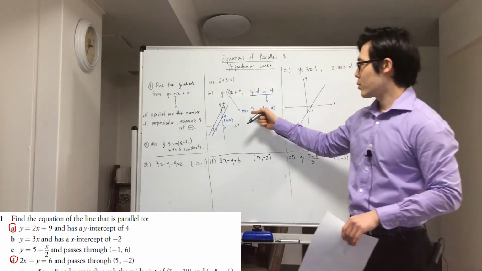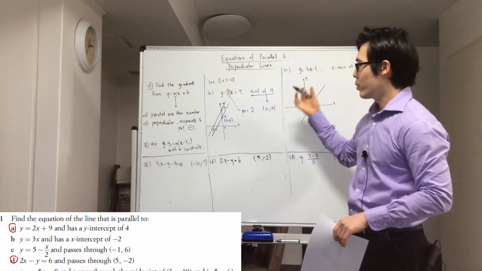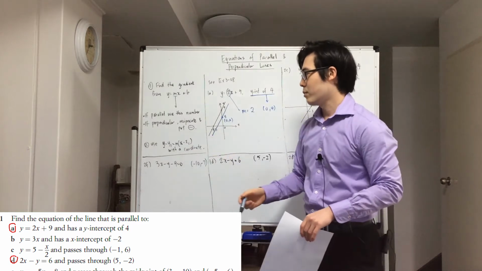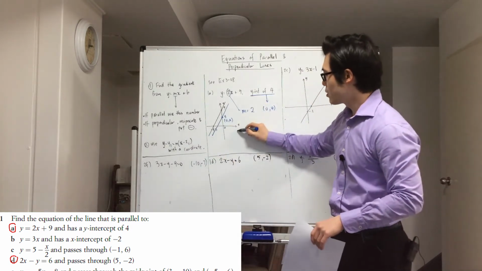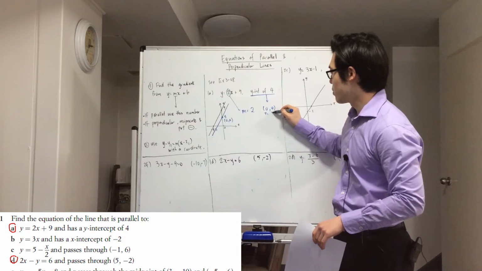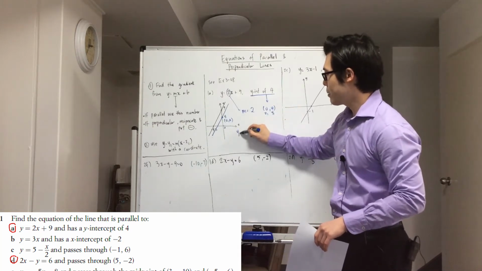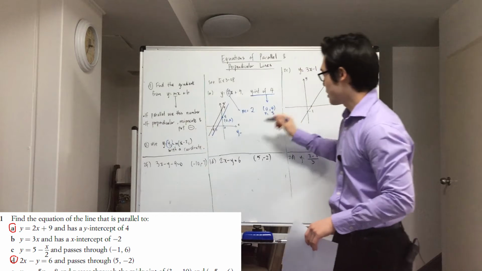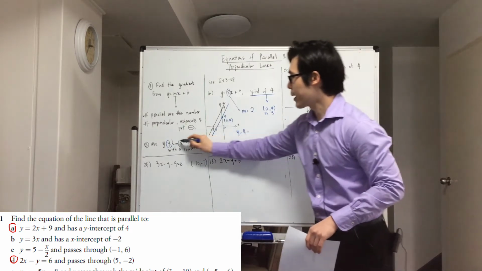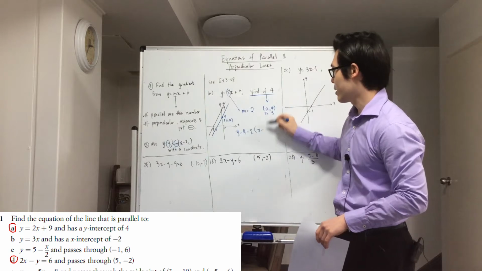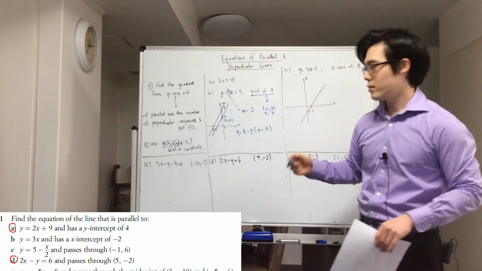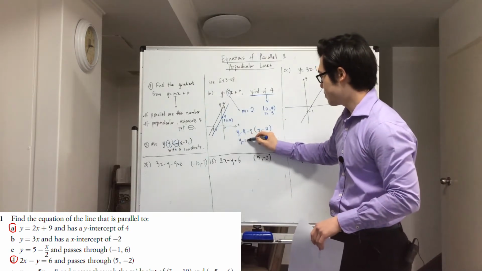So using the gradient and the coordinate, what you do is now plug it into the point gradient formula which we've been using, and then you'll get your equation for the blue line. So let's do that. So this is your x1, y1. So I've got y minus, my y1 is 4. My gradient is 2, bracket x minus my x1 is 0. Okay, once you've done that, let's just simplify now.